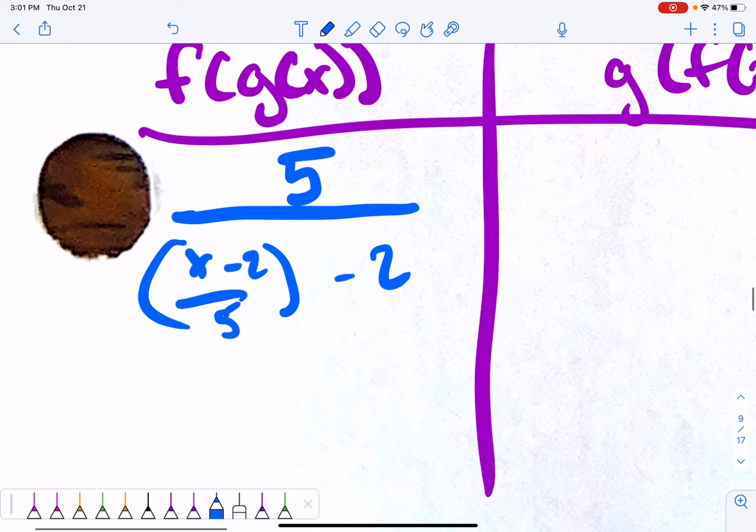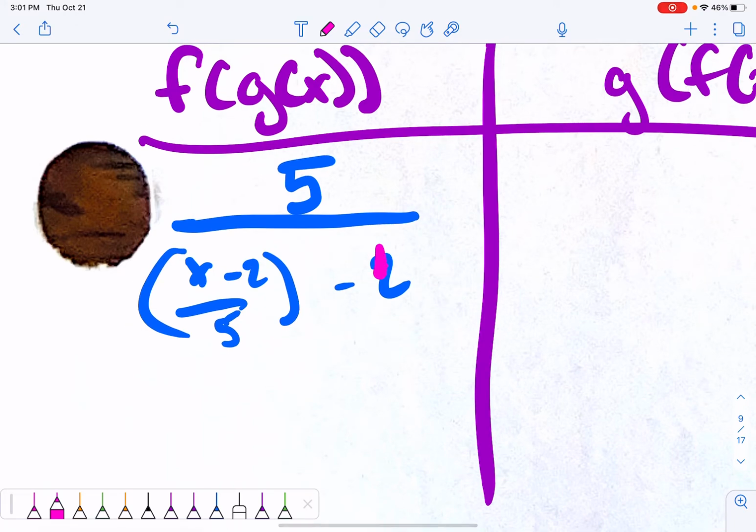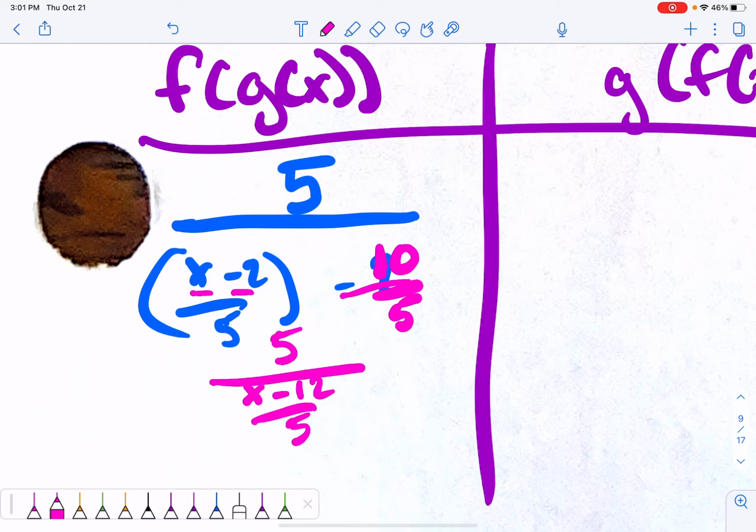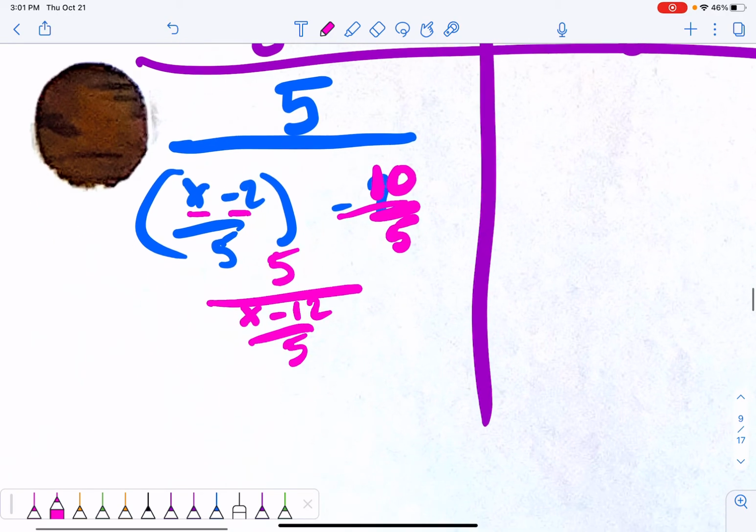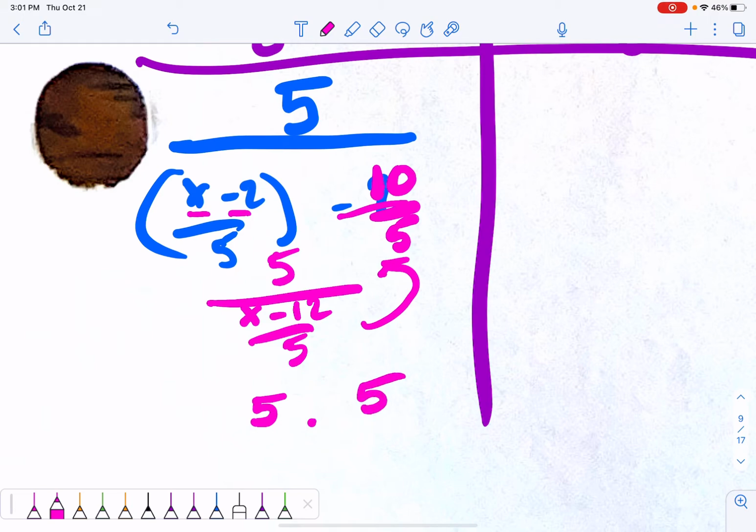Now this thing is kind of gross. In order to add this to this, we're going to have to find a common denominator. So I'm going to change this 2 to be 10 over 5. And so we have x minus 2 minus 10 over 5, which will be x minus 12 over 5 on the bottom, and then 5 on the top. Okay, so we have a fraction on the bottom, and we're going to keep, flip him to the top. So this will be 5 times 5 over x minus 12.